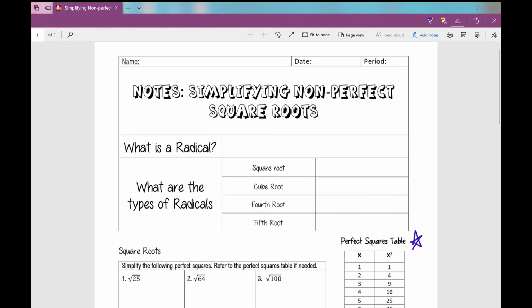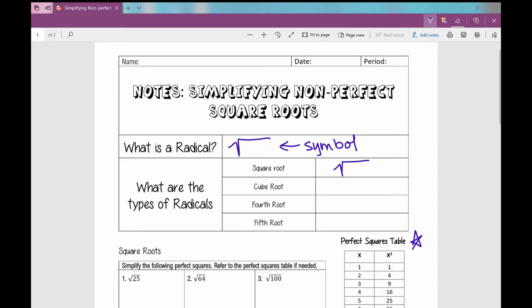So we're going to be simplifying non-perfect square roots. What is a radical? A radical is this symbol right here. That's a radical. And the different types of radicals are, we have a square root, which there's an assumed 2 right there. You don't have to write that 2 because it's assumed.